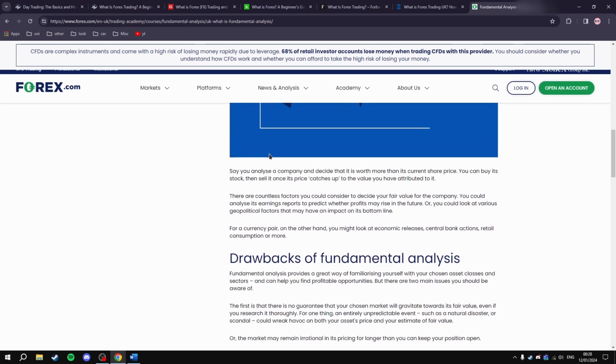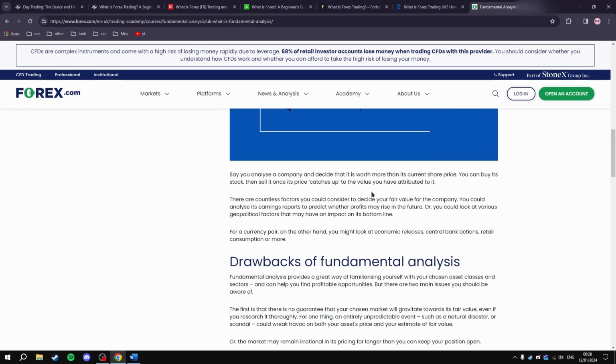Say you analyze a company and decide that it is worth more than its current share price. You can buy its stock, then sell it once its price catches up to the value that you have attributed to it. There are countless factors you can consider to decide on your fair value for the company.